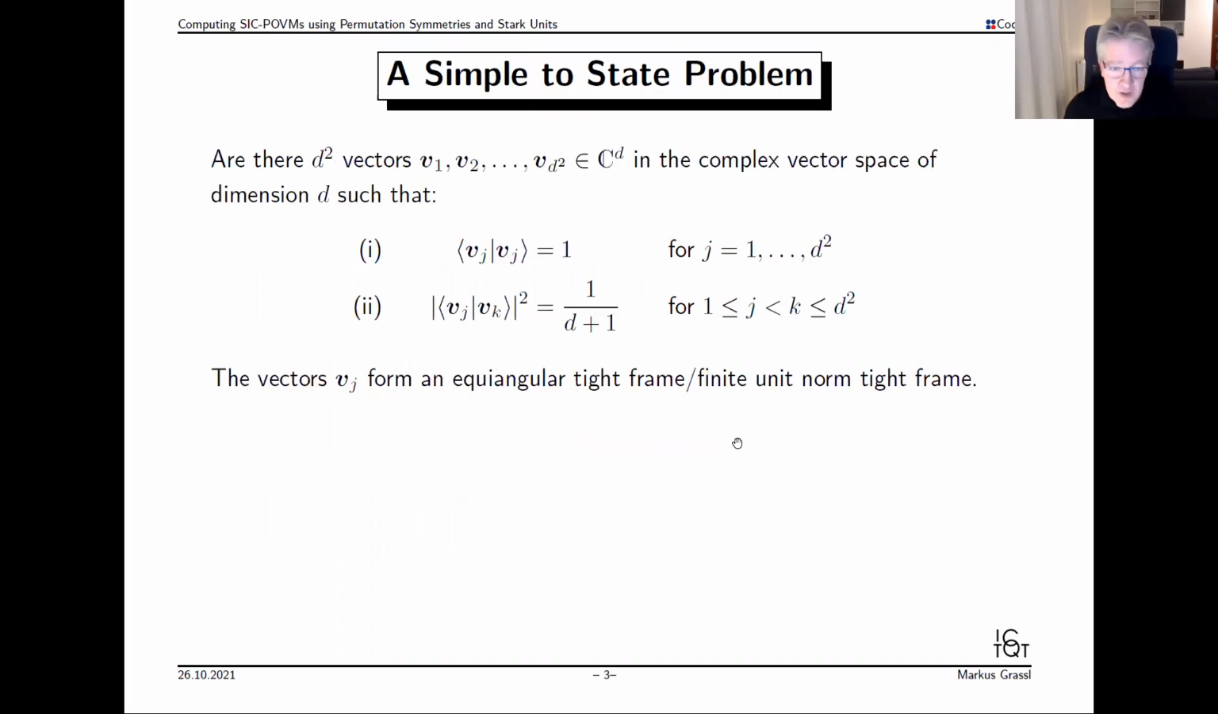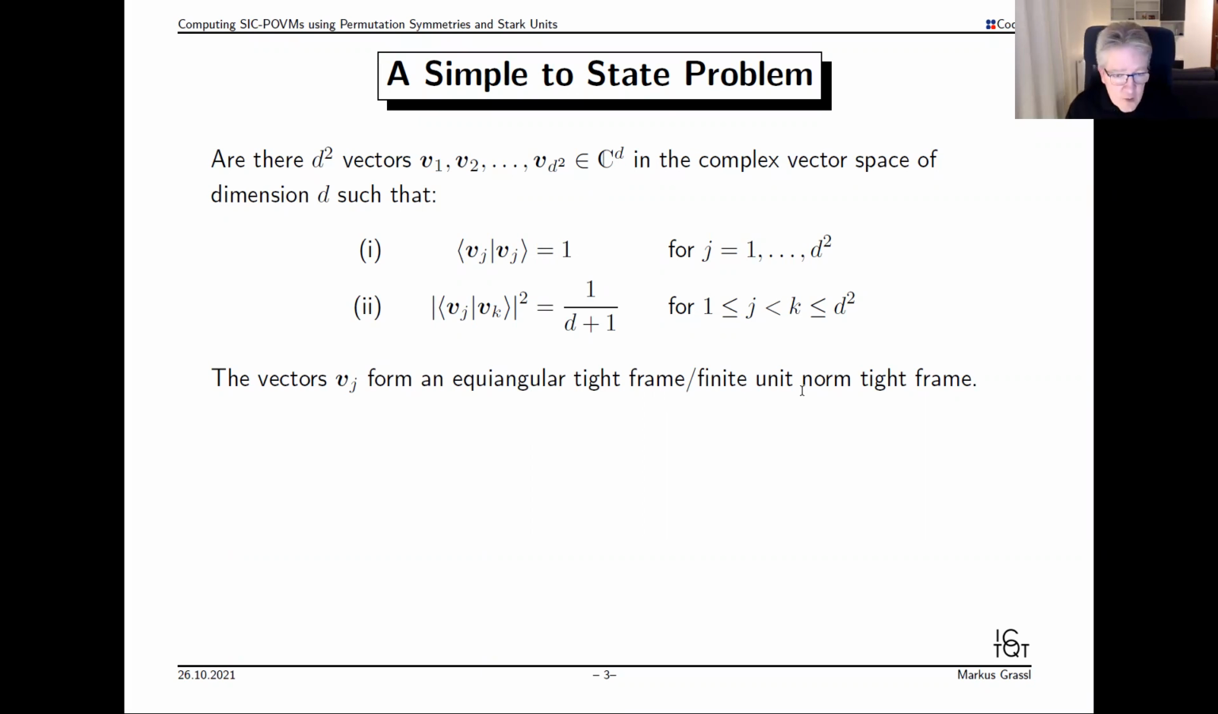So the problem, as you all know, is very simple to state. The question is to find d-squared unit vectors in the complex d-dimensional space such that their overlap modulus squared is equal to a constant, and the constant turns out to be 1 over d plus 1. And just to put it in the framework of the community here, those vectors form an equiangular tight frame. That's also the condition for POVMs, or a finite unit norm tight frame.